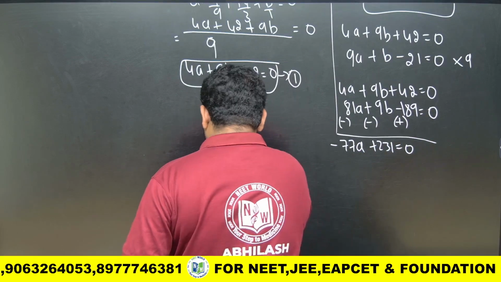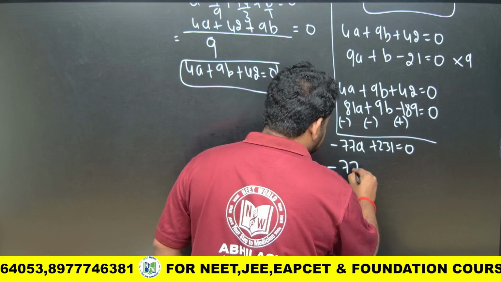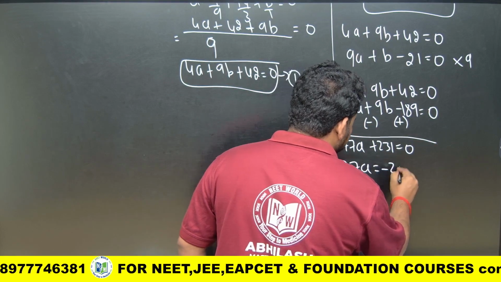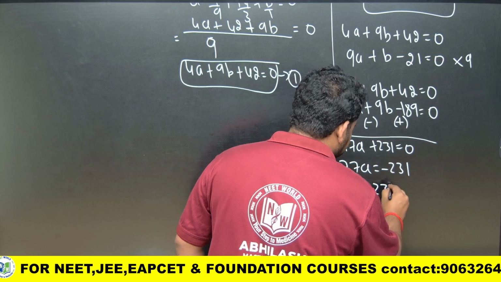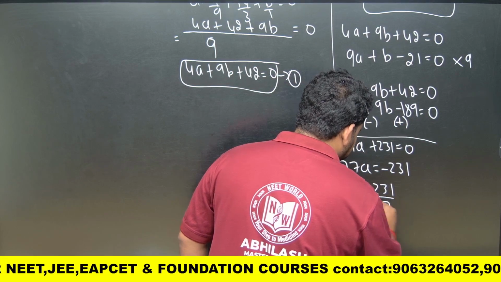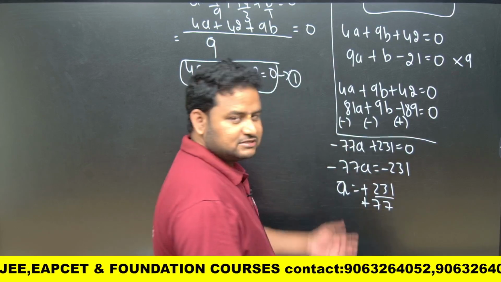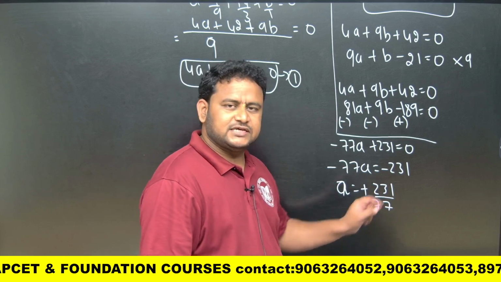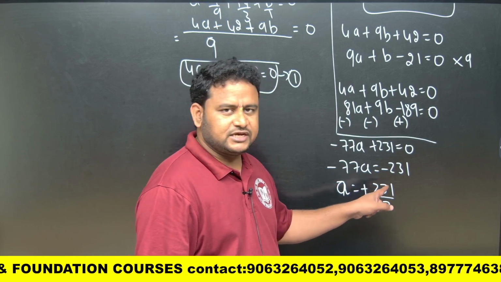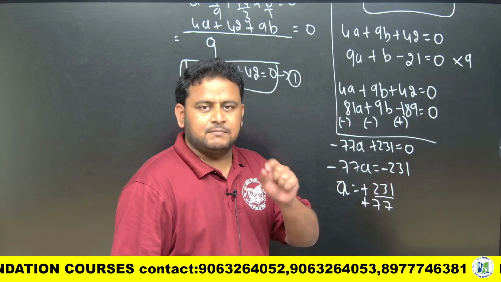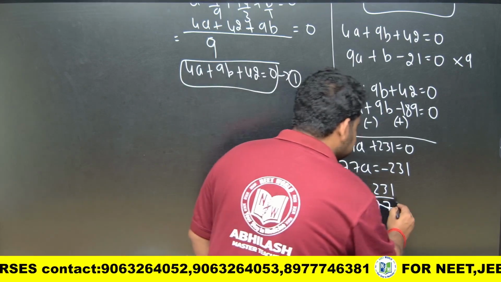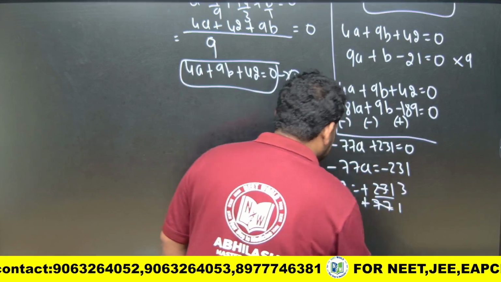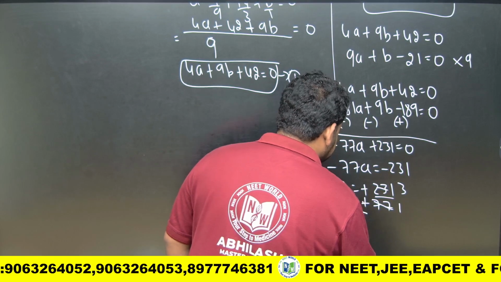So if I solve this, minus 77a is equal to minus 231. So a is equal to minus 231 by minus 77. Minus minus will cancel, this will become plus. 70 into 3 is 210, and 7 into 3 is 21. 210 plus 21 is nothing but 231. So 77 threes are 231. I got a is equal to 3.